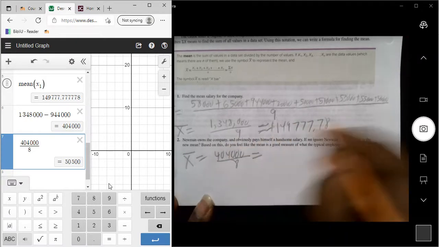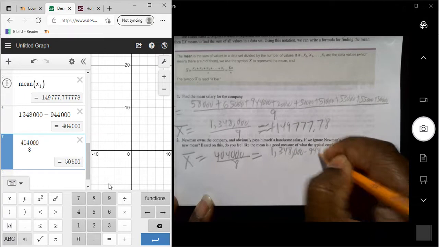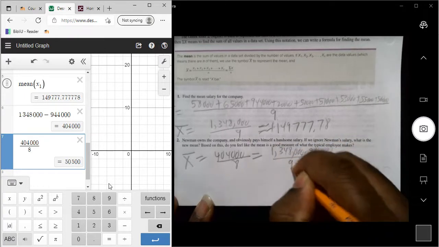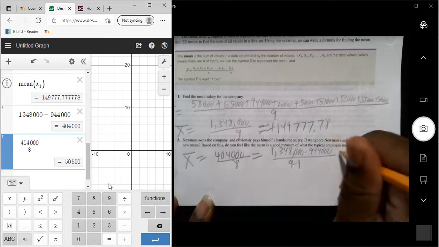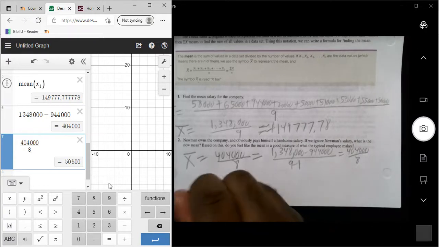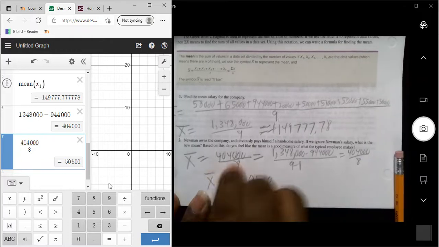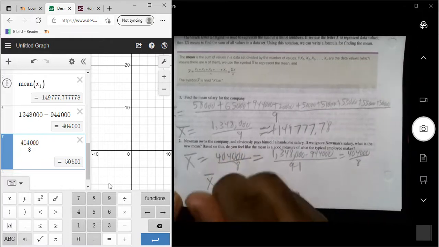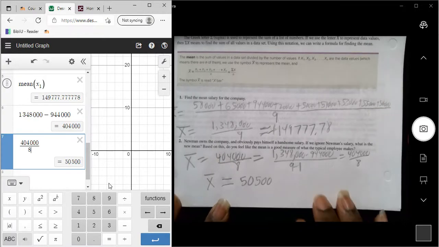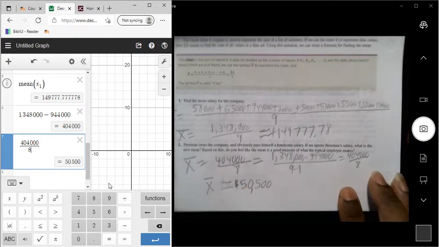And then I'm going to show what we did. We took this 1,348,000 minus the 944,000 and divided by 9 minus 1 because we took out the 1 salary. And it gave us this 404,000 divided by 8, which our mean would be approximately 50,500. Well, actually, it's exact. So actually, without Newman's salary, which was quite high, the average is actually $50,500.